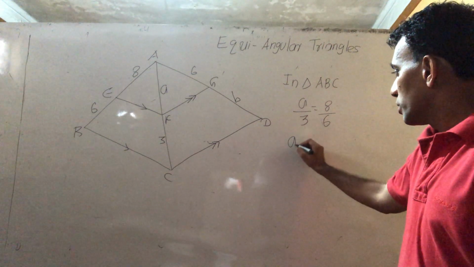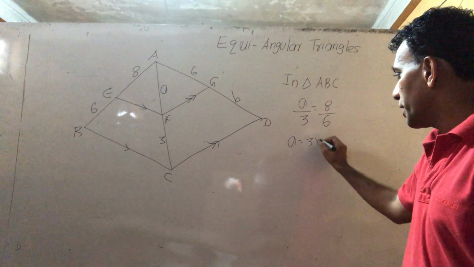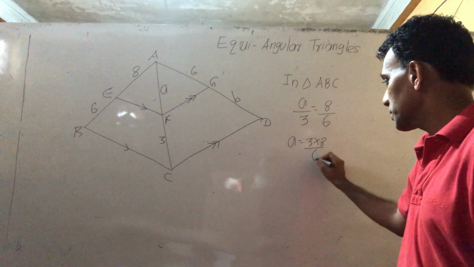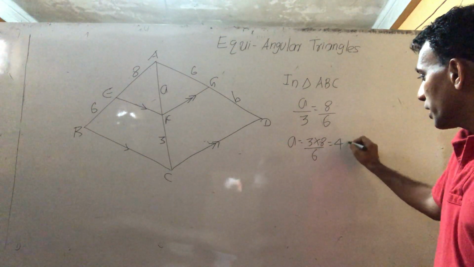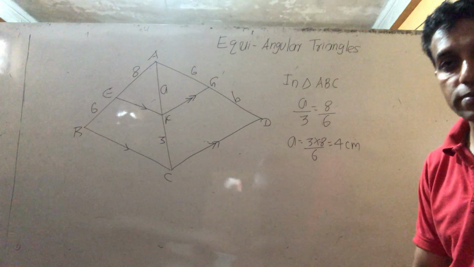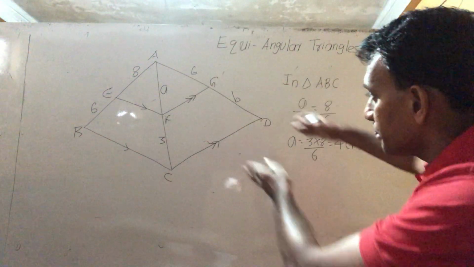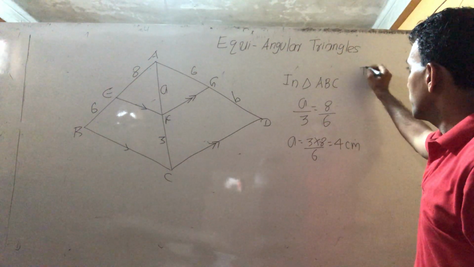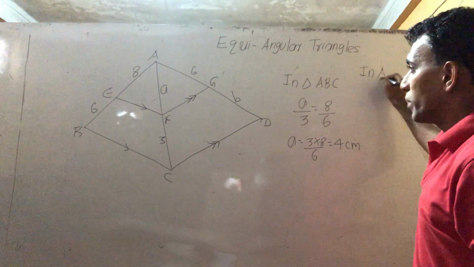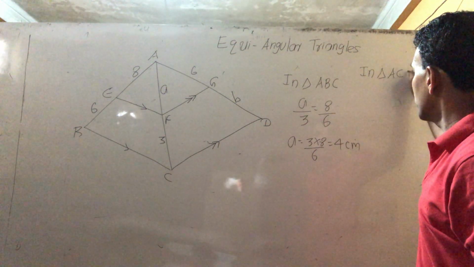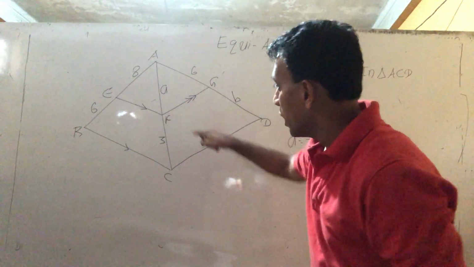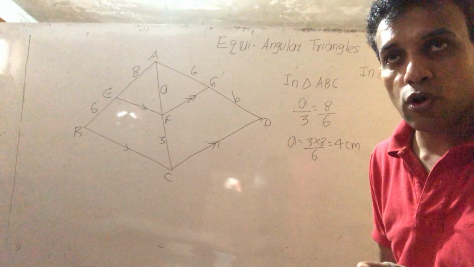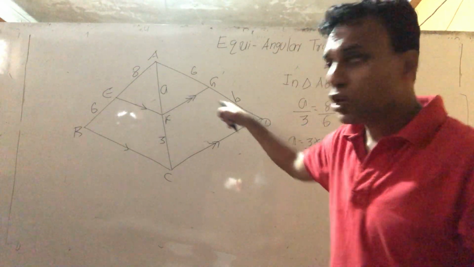So A equals 3 times 8 over 6. 24 divided by 6 is 4. A is 4 centimeters. Comes the other triangle. In triangle ACD, I always say start from the unknown. Now you know the answer for A. You don't know what B is.